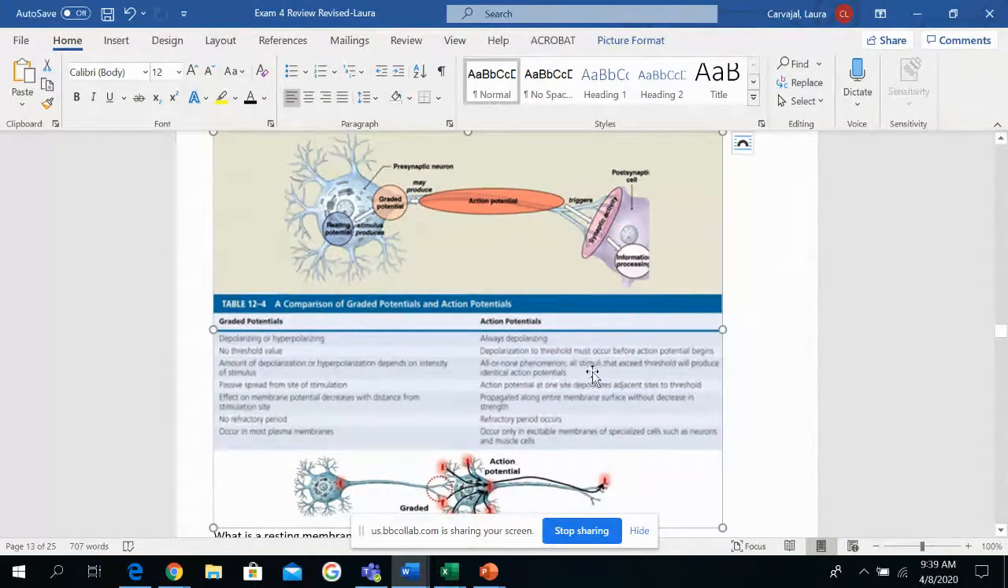Action potentials have an all or nothing principle, which is basically saying that if you pass the threshold, then the action potential will be propagated with the same magnitude every single time. Whereas a graded potential will not propagate with the same magnitude. It will depend on the intensity of the stimulus. Graded potentials are usually found when you're trying to induce an action potential, and are also found not only in neurons but in other cells.